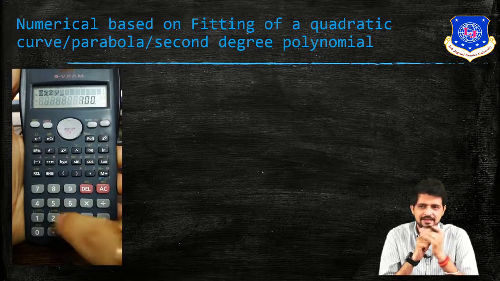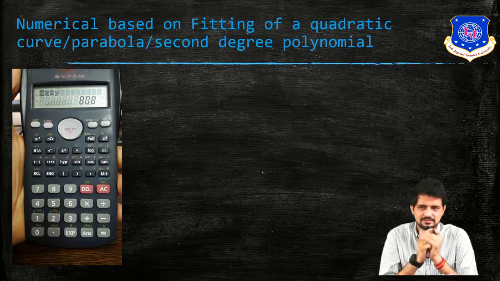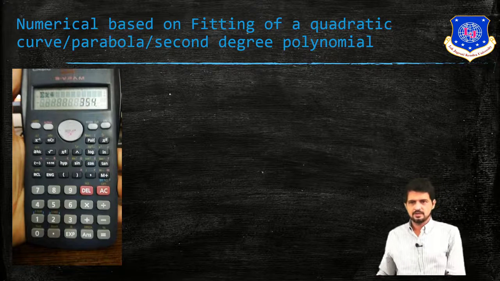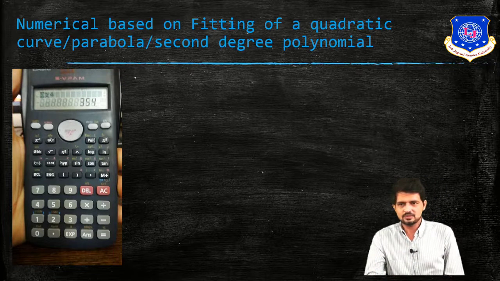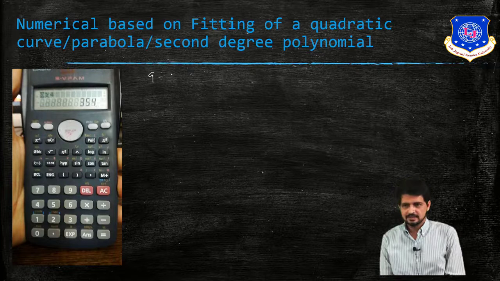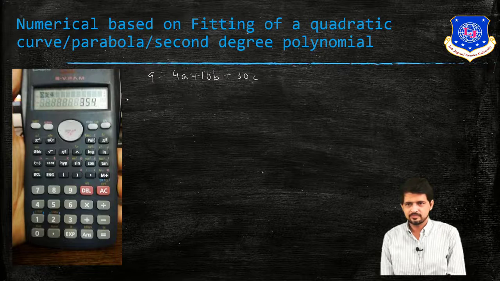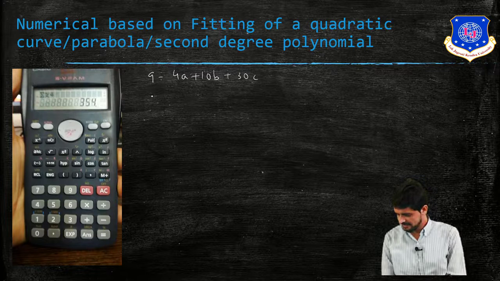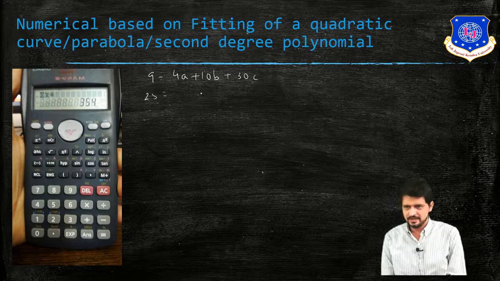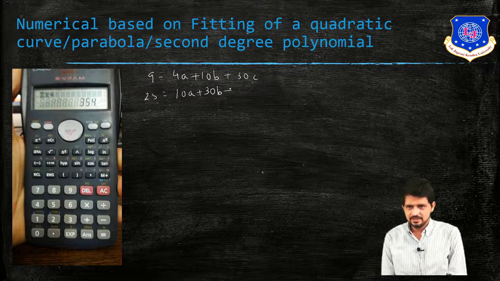Then what is our next step? So you can see all the values. We have to place all these values and we have to make 3 equations. The 3 equations will be like this. 9 equals 4a plus 10b plus 30c. Then sigma xy is 25. So 25 equals 10a plus 30b plus 100c.